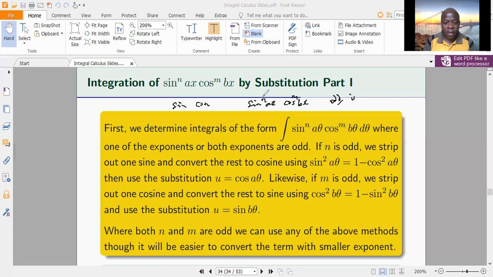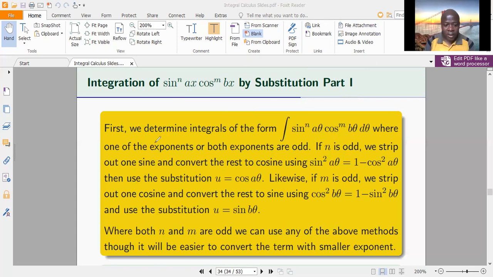But in our next video we'll be looking at integration of the same product of sine and cos, but at that time the exponents n and m will both be even. So today we're just looking at if n is odd, how do we integrate that? And if m is odd, how do we integrate that? What if n and m are both odd? How do we integrate that? That is what we're interested in today's video.